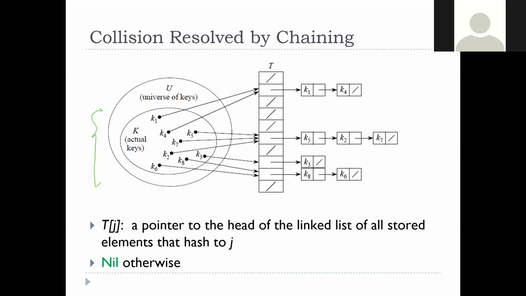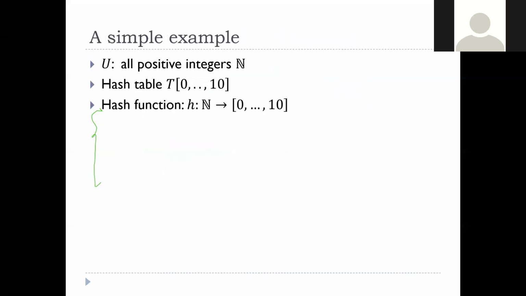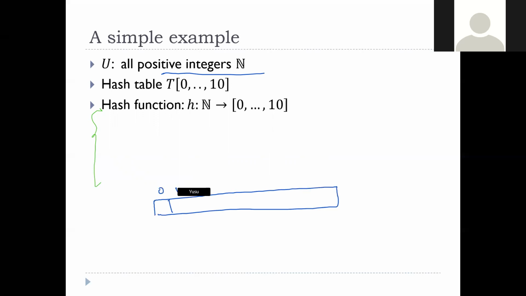Let's look at a concrete example. For the time being, say that my universe is simple: it's infinite, but it's just the positive integers. And my hash table is very small, it's only a table of size 11, with indices 0, 1, 2, 3, 4, 5, 6, 7, 8, 9, 10.